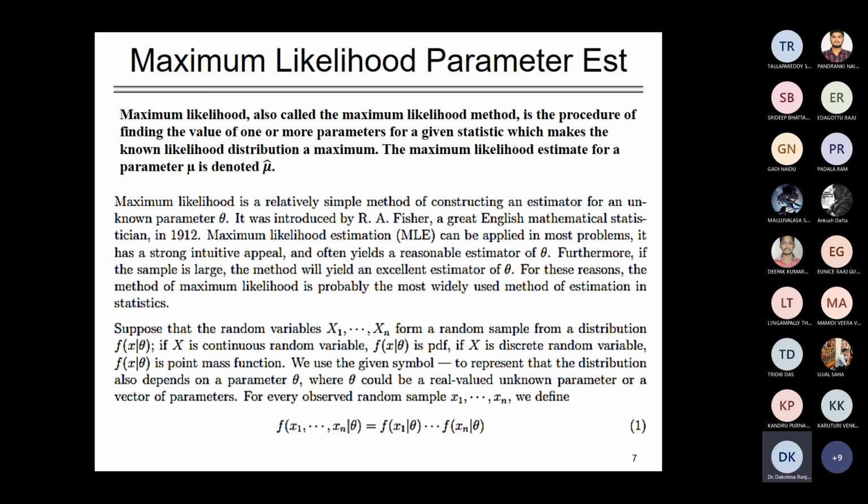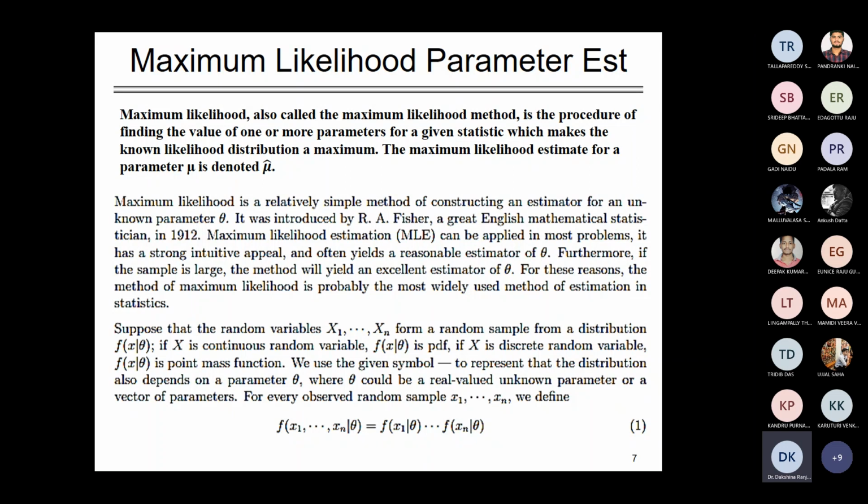Now, if we consider the parameter to be determined is theta, then the maximum likelihood estimator for the parameter theta becomes theta cap. So we can represent the maximum likelihood estimate with this notation, theta cap. Here the maximum likelihood estimation can be applied in most problems and often yields a reasonable estimator of theta.